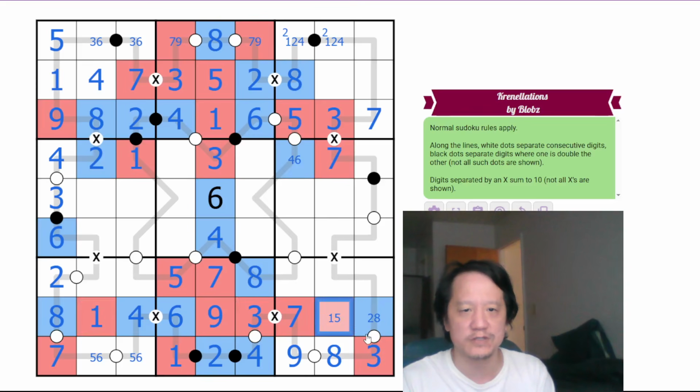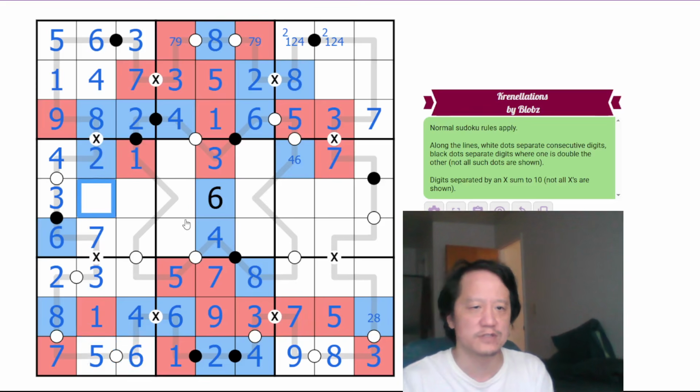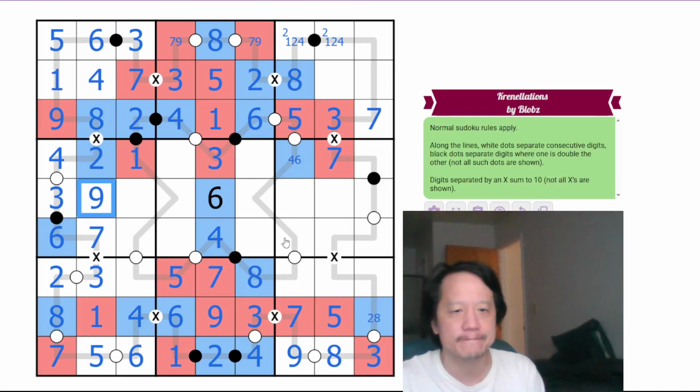It's 1, which makes this 5. 2 is consecutive with 1 or 3, but this can't be 1 because of 1 in the box, so this is 3, which adds up to 10 with 7. 3 eliminates 3 in the column, so this is 6 and 3. 6 eliminates 6 here, so it's 5 and 6, which leaves this digit as a 9.